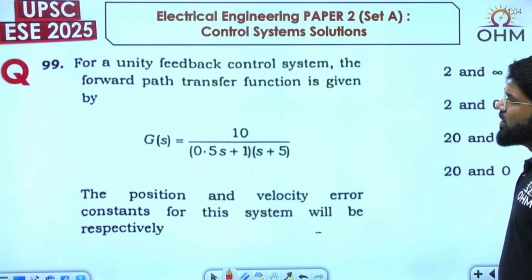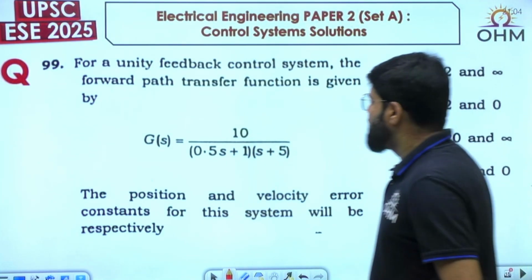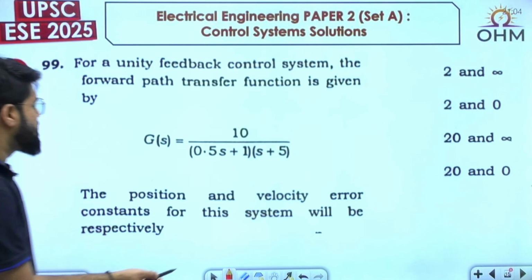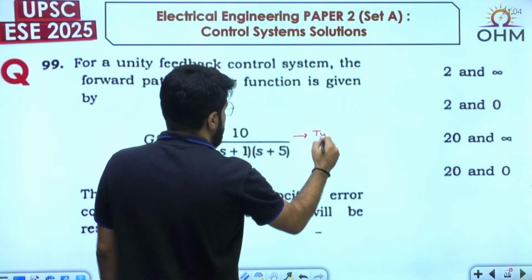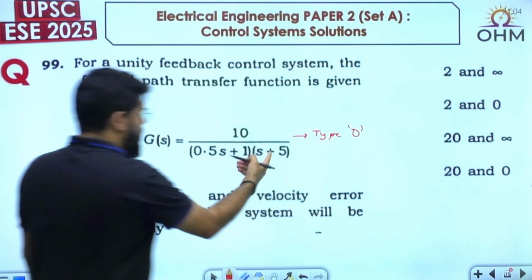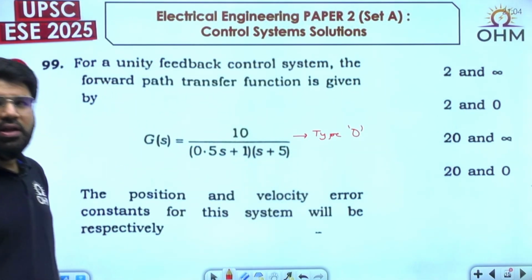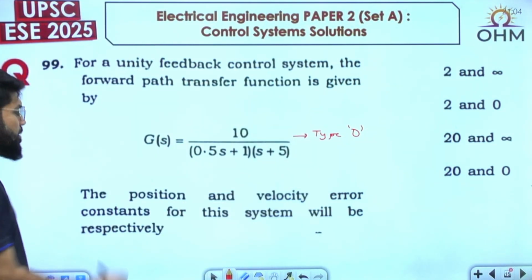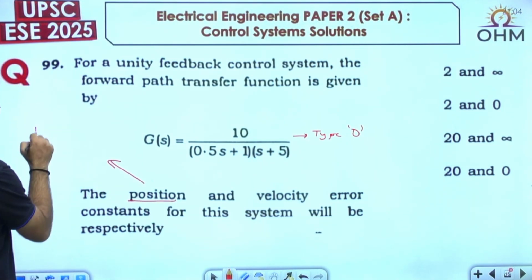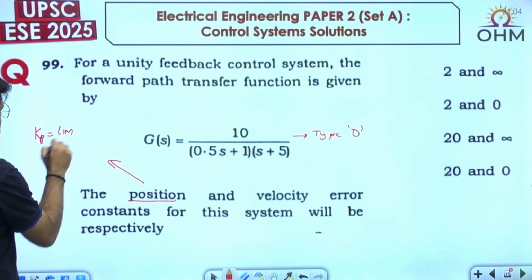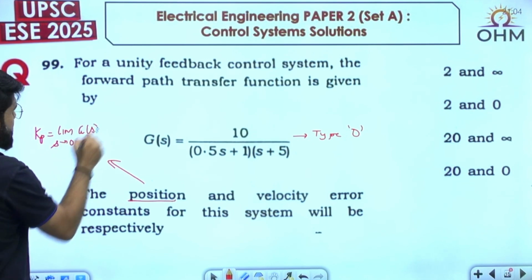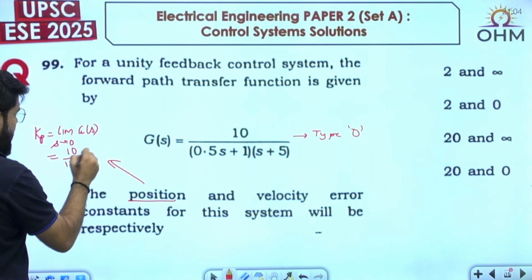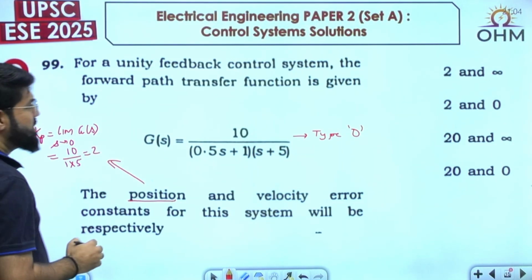See another one. For a unity feedback control system, the forward path transfer function is given to you. The positional and velocity error coefficients are asked. What is this? Type 0, right? There are two poles, but none of them is at the origin. The number of poles of G(s) at the origin, when the system is in unity feedback, is the type. What is the positional error coefficient? Kp is the limit of s tending to 0 of G(s). So just with s tending to 0, you will put 10 upon 1 into 5. So this is equal to 2.